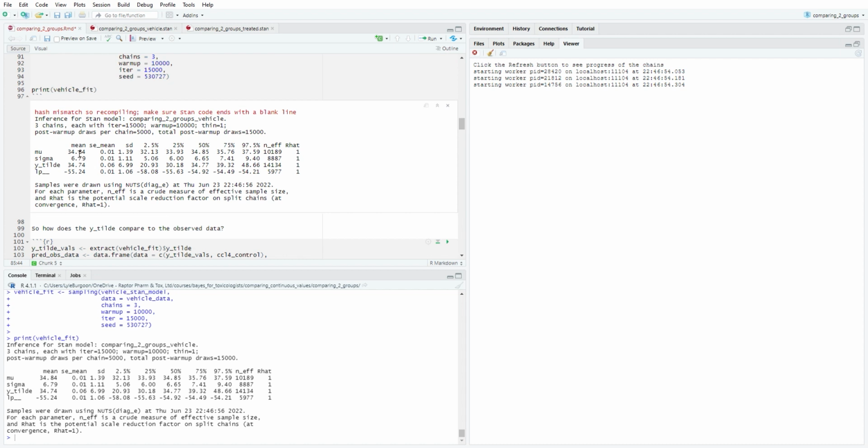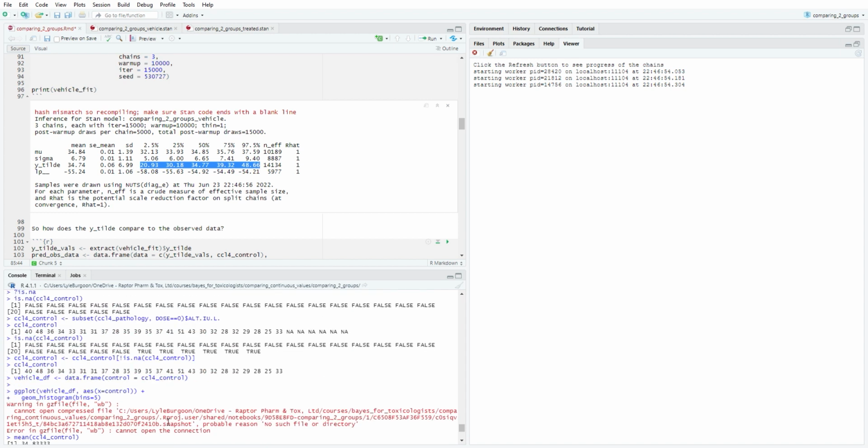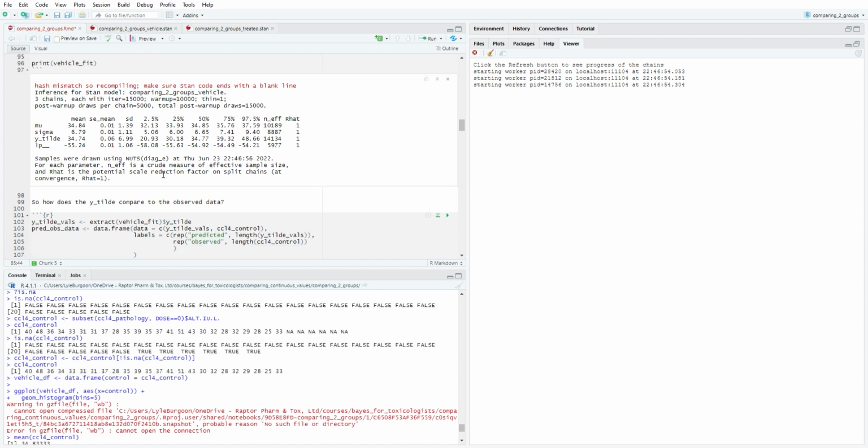And we can see we've got a mu value of 34.84. So that is the mean that it's estimating. We have a sigma of 6.79. Our y tilde is 34.74. And we can see that it's a distribution where the 95% credible interval goes from 20.93 to 48.66. Pretty cool. So what we can do is we can go back. Let's just scroll up really quick. Let's look at these control values. Yeah, it's certainly in the ballpark, isn't it? That seems highly reasonable, actually.